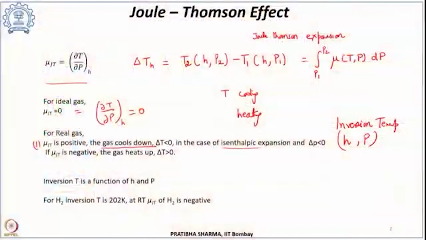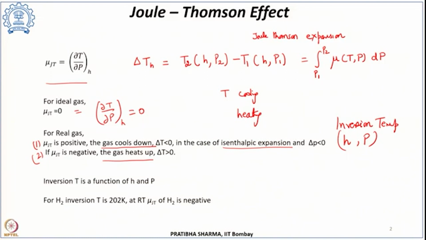There could be another thermodynamic state where the Joule-Thomson coefficient is negative. That means if there is a decrease in pressure because of the expansion, the temperature increases. That means the gas gets heated up. So, in the expansion of the gas, the temperature of the gas increases.